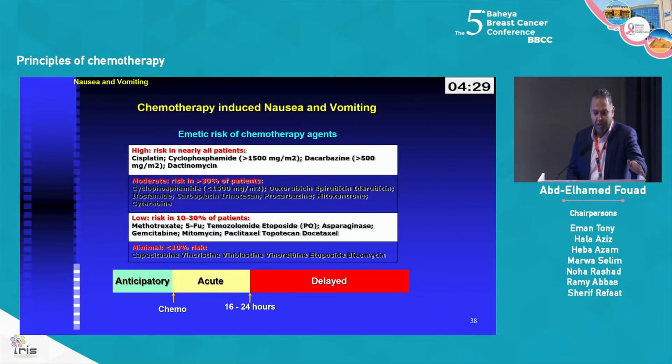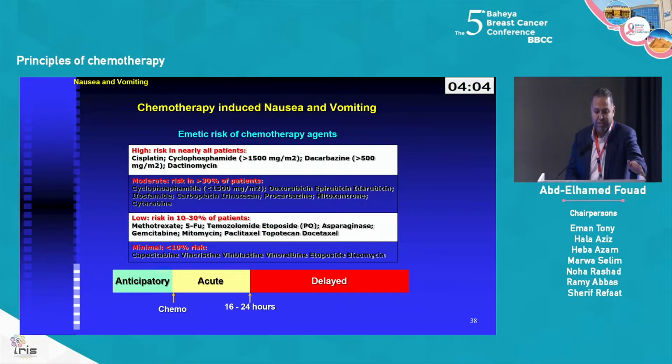We will have some ideas about the induced organ-specific side effects. We will start with nausea and vomiting. It may be anticipatory. That means that the patient has nausea and vomiting before receiving chemotherapy, and it's mainly related to his fear of the side effects.